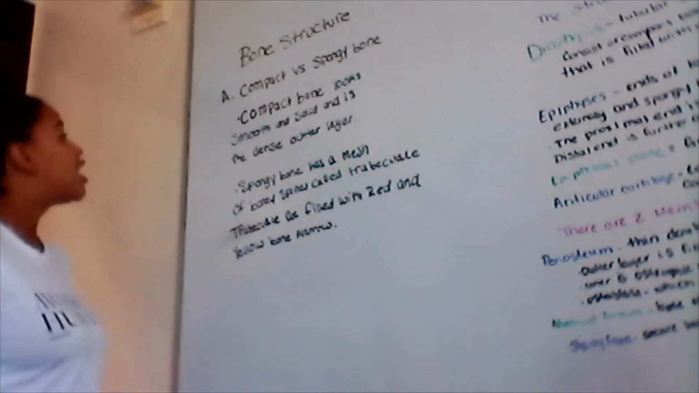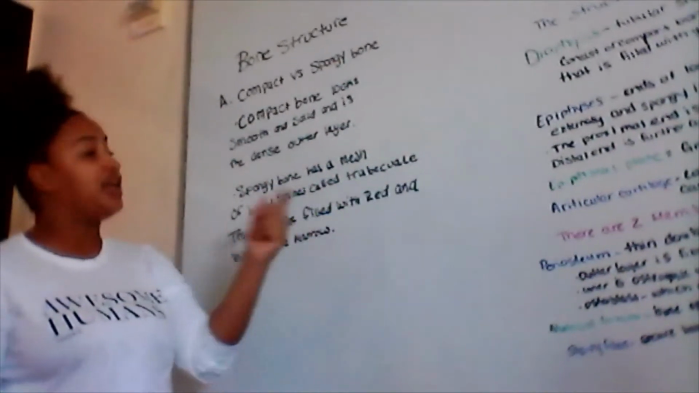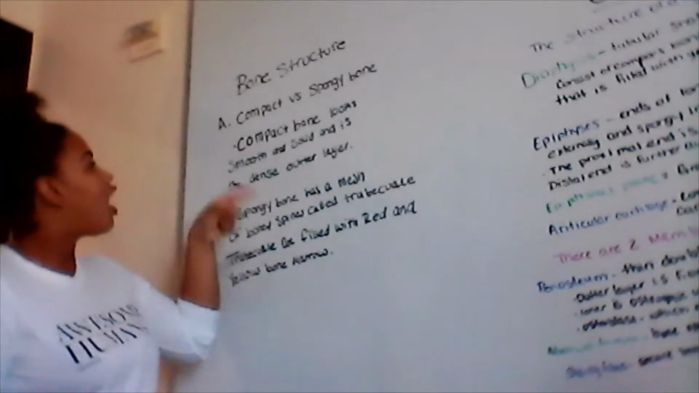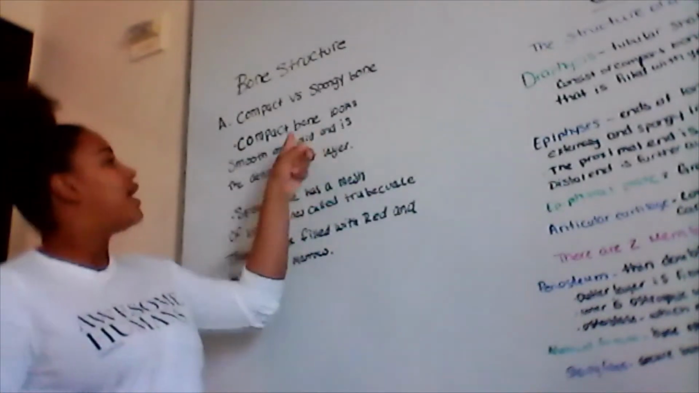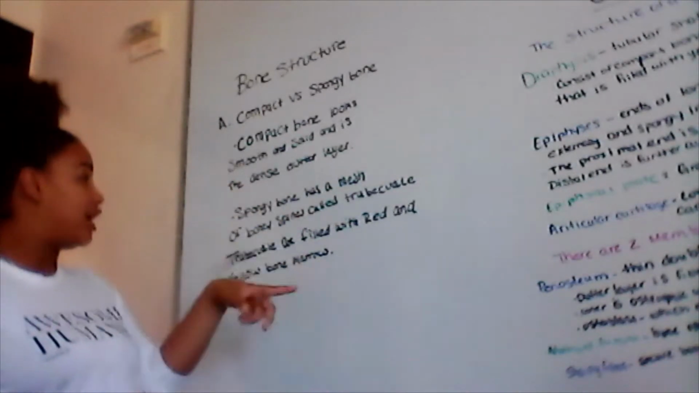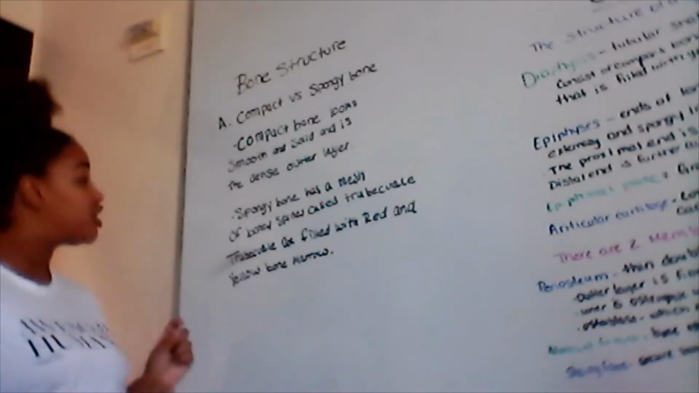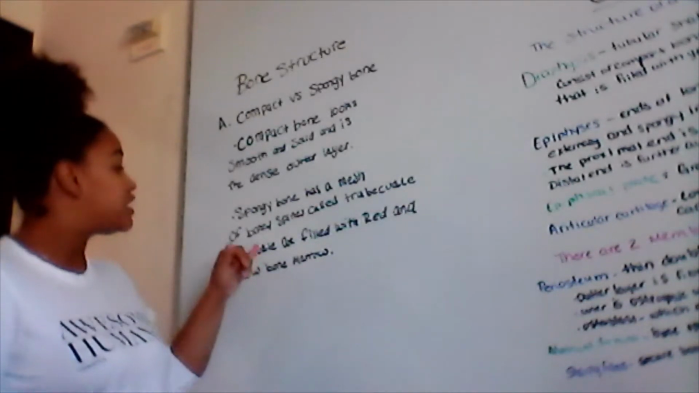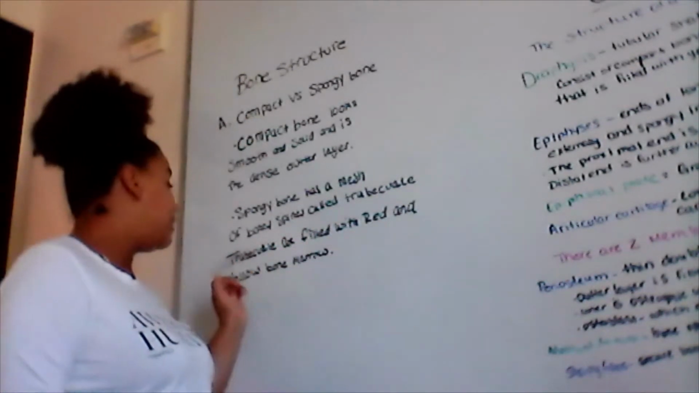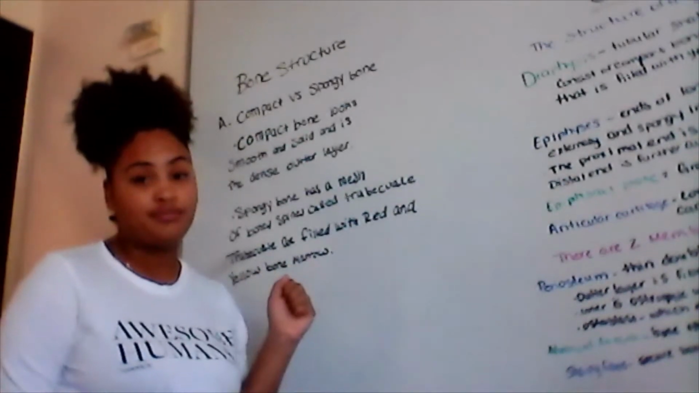Bone structure. So compact versus spongy bone. Compact bone looks smooth and solid and is the dense outer layer. Spongy bone has a mesh of bony spikes called trabeculae. Trabeculae are filled with red and yellow bone marrow.